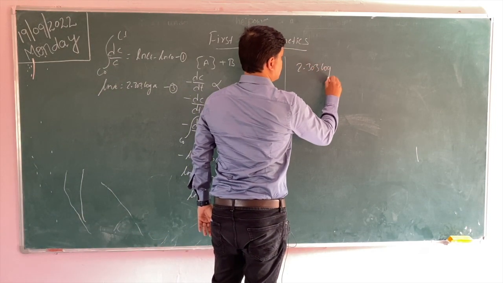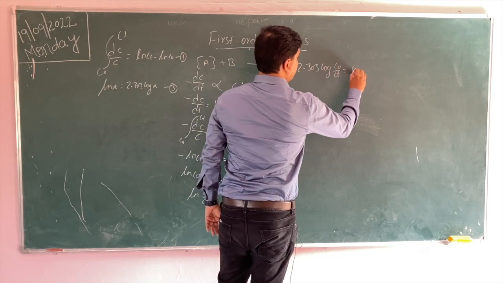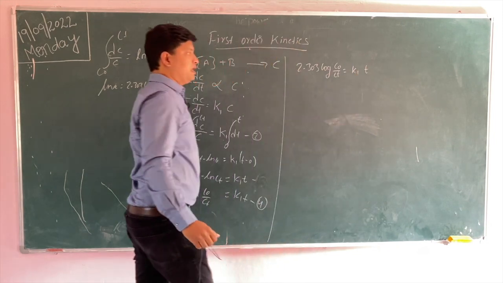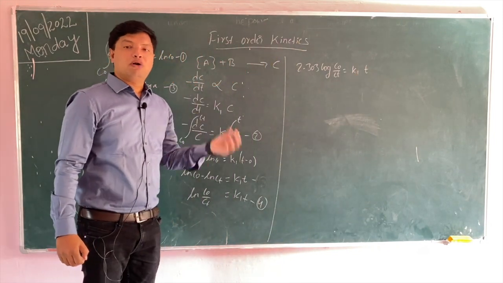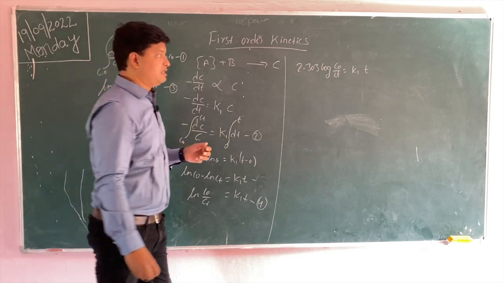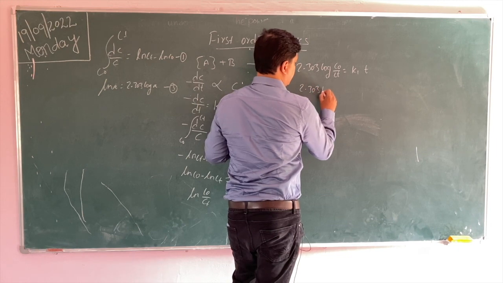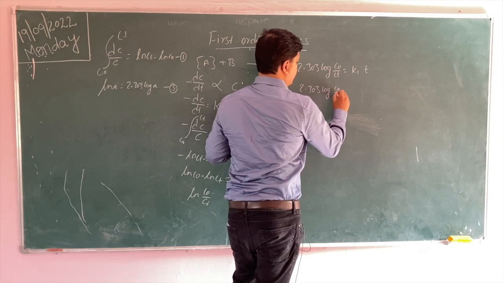2.303 log C0 by Ct is equal to K1 t. This is the equation we need to solve. We are deriving the equation for rate constant. Hence, K, the rate constant, is equal to 2.303 log C0 by Ct.